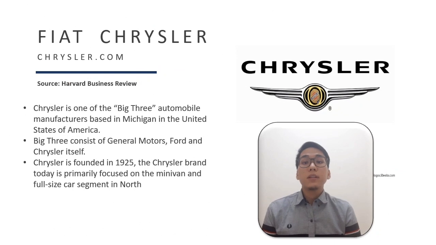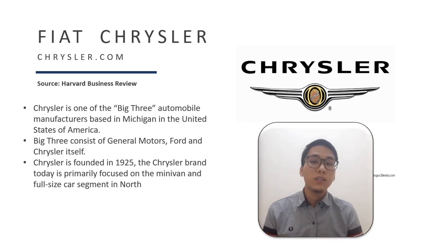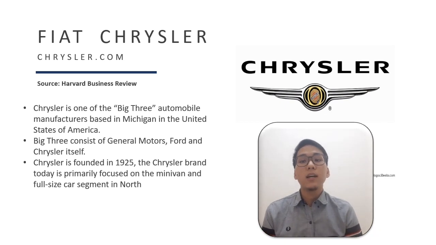The first company that uses an activity-based management system is Fiat Chrysler, known as Chrysler. Its official website is chrysler.com, and this source I got from Harvard Business Review. Chrysler is one of the big three automobile manufacturers based in Michigan in the United States of America. Basically, it is one of the biggest automobile companies in the USA. The other big three consist of General Motors, Ford and Chrysler itself, known as Fiat Chrysler.